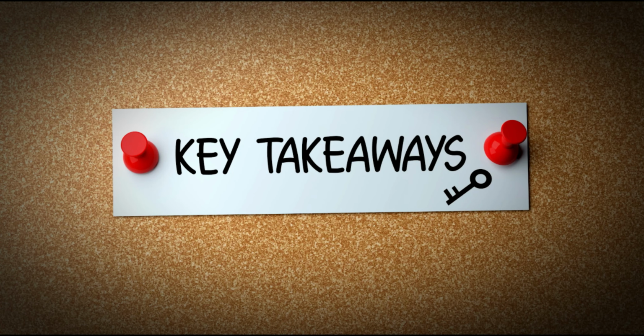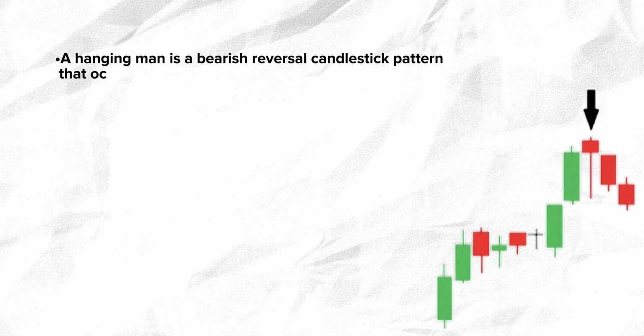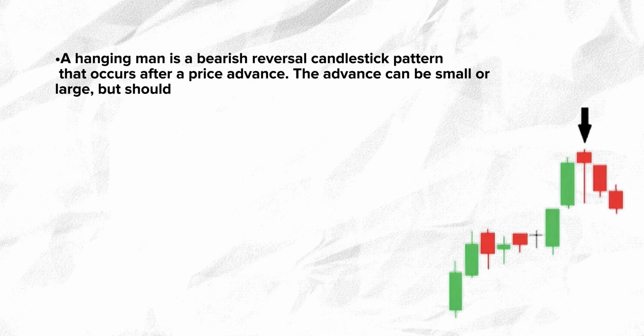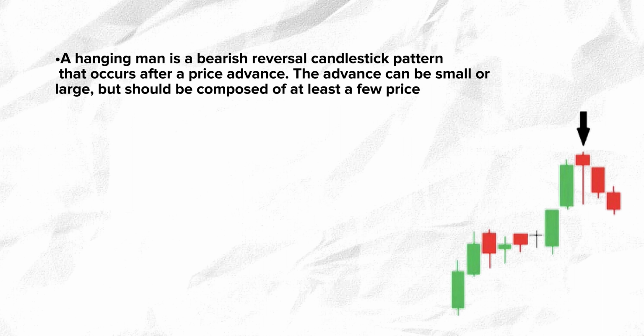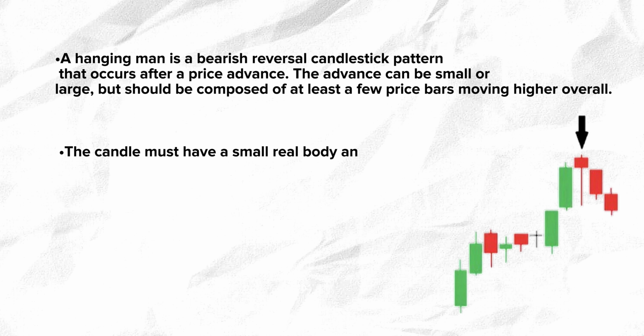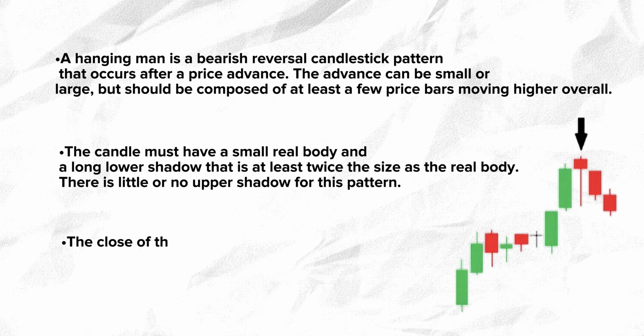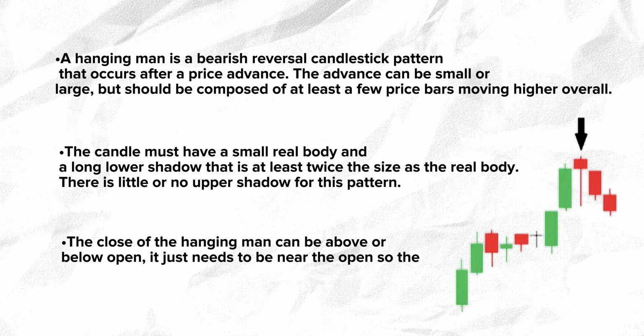Before moving to a real chart example for this pattern, here are some key takeaways to keep in mind. A Hanging Man is a bearish reversal candlestick pattern that occurs after a price advance. The advance can be small or large, but should be composed of at least a few price bars moving higher overall. The candle must have a small real body and a long lower shadow that is at least twice the size of the real body. There is little or no upper shadow for this pattern. The close of the Hanging Man can be above or below the open. It just needs to be near the open so the real body is small.